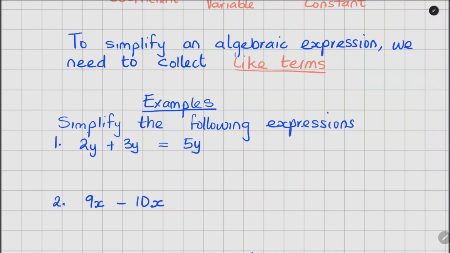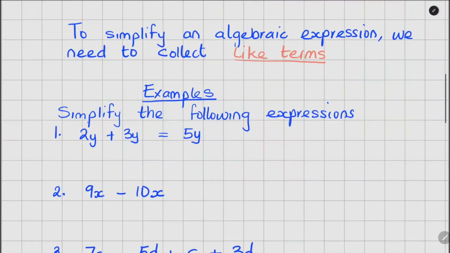All right? Now, to the next question. We're told 9x minus 10x. The operator in between them is the negative sign. It means we need to subtract 10x from 9x. 9x minus 10x is going to give us minus 1x. But when we are writing in algebra, we don't put minus 1. So really, the final answer here should just be minus x.